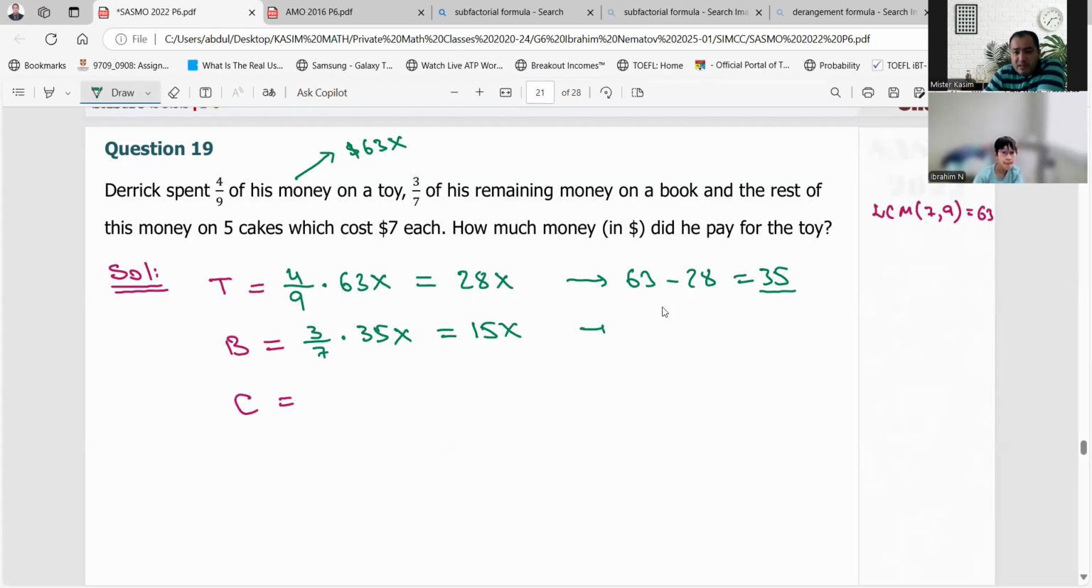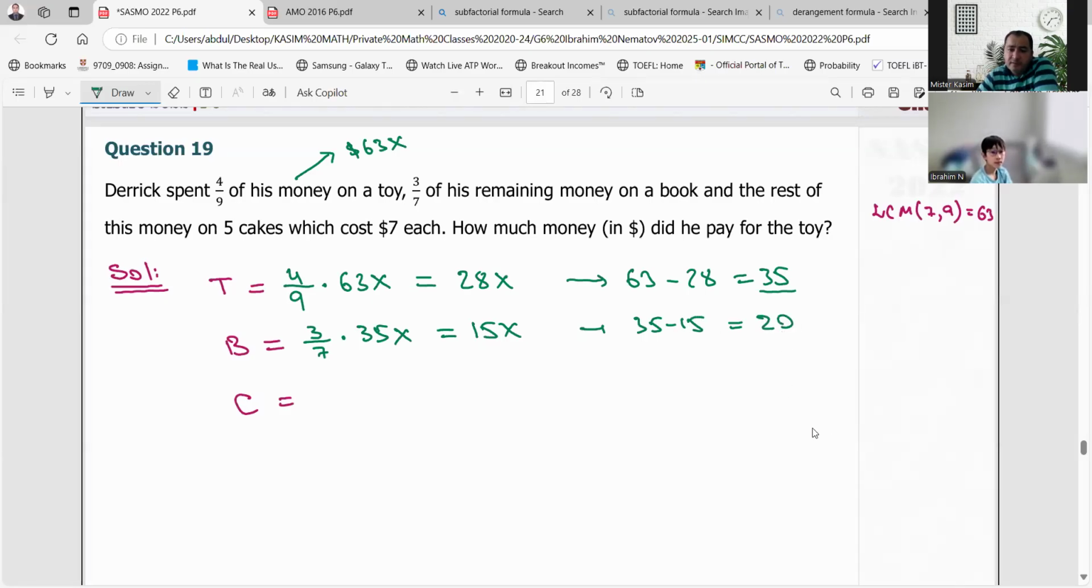And now the remaining is 35 minus 15. So now he has 20 units of his money left, right? And now the rest of the money, right? So the rest of the money is 20 times X. He spent this money on 5 cakes, where each cake costs $7.